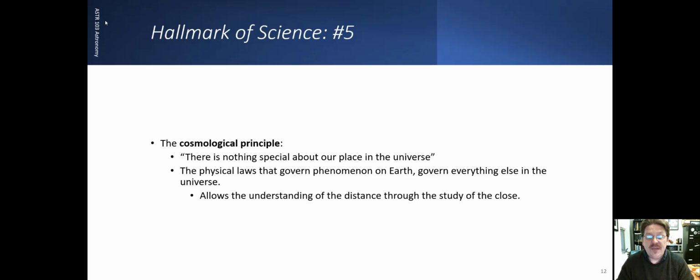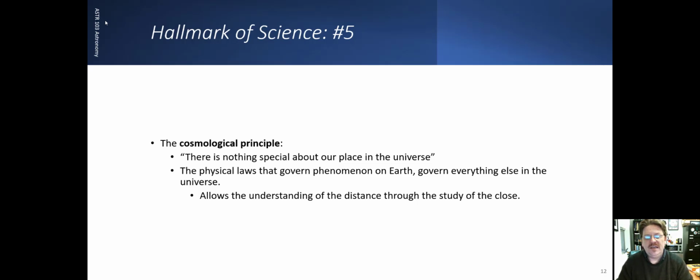So what it means is that the universe looks the same no matter where you are in that universe. One sort of consequence of that is that there is no center to the universe. Everywhere is a center, depending on how you want to perceive things. But there is no point from which the universe sprang into being.